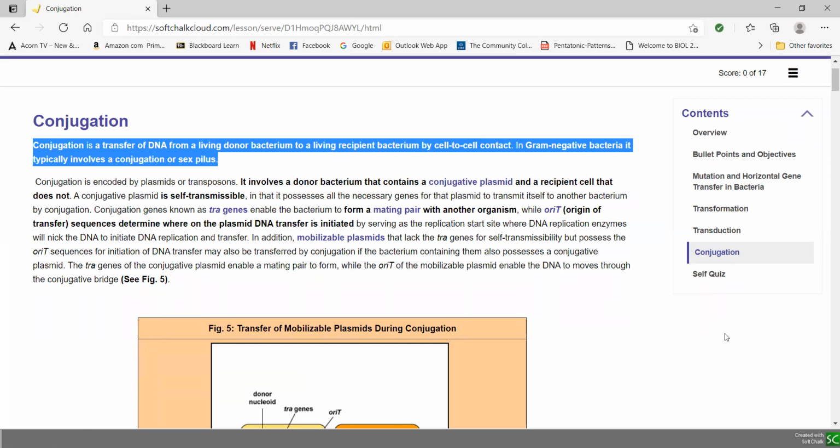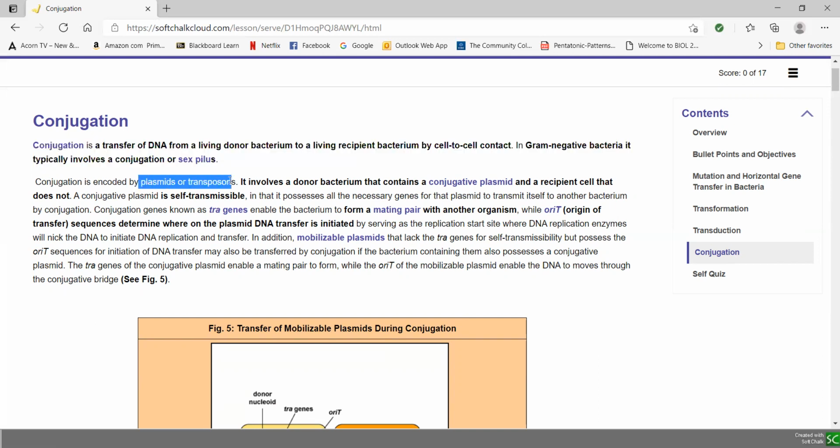And again, here's where the animations have become really useful. If you just memorize those words, it's a lot of words. If you can visualize the process, it's pretty straightforward. So again, remember our objective 5 said we're going to look at conjugation in gram-negative bacteria, which is going to involve a conjugation pilus. So this gives you the background you need to know about conjugation involving plasmids and transposons, including mobilizable plasmids.